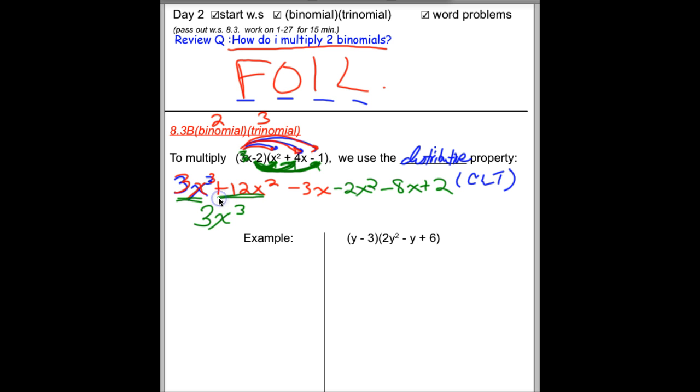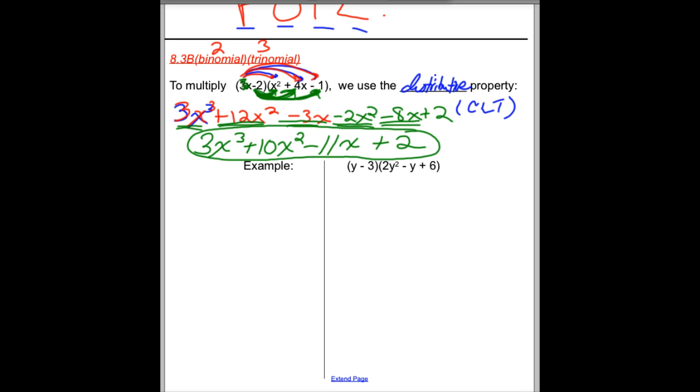I've got 12x squareds here, and I'm removing 2 of them, which gives me 10 of them. I'm down 3x, and I'm dropping 8 more, which puts me down at 11 x's. And then I have a constant term at the end of 2. And it's done. So, one more, and we will continue on.